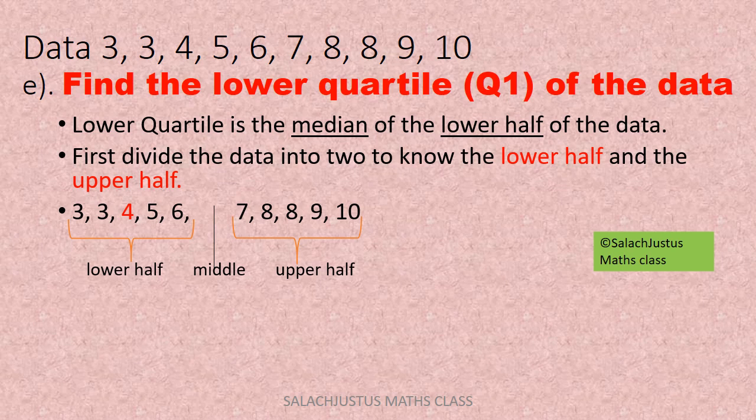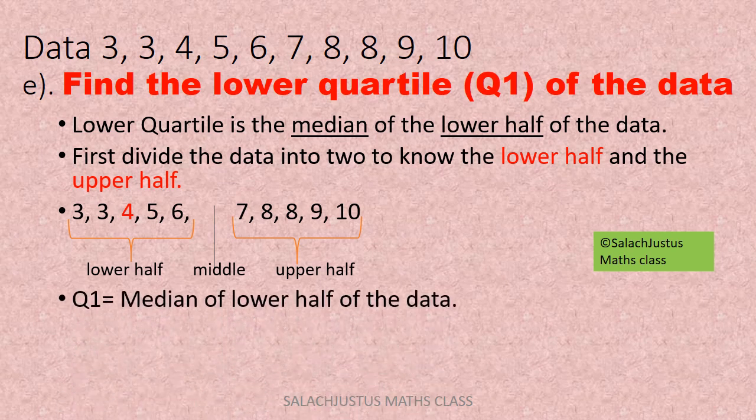So what is the median of the lower half? I have highlighted it in red. Q1 therefore shall be 4. It is the median, the middle of the lower half of the data. So our Q1 shall be 4.